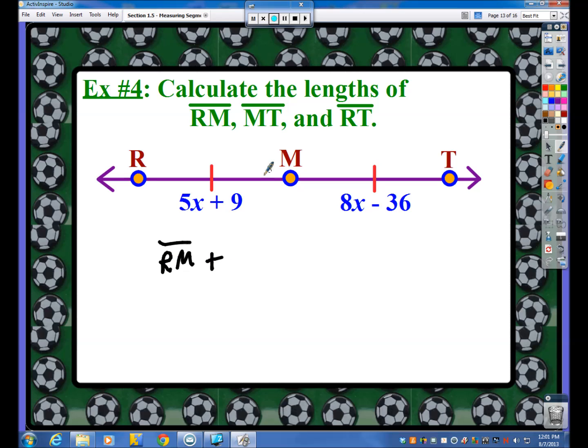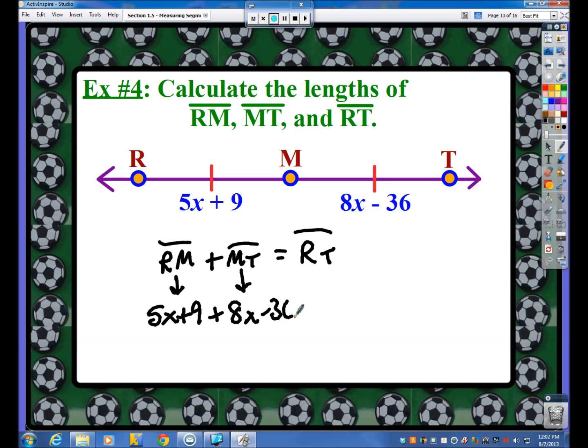You might go, all right, RM, yep, plus MT is going to equal the whole thing RT. Yep, this is looking good. RM, that is 5x plus 9. MT, that is 8x minus 36. And RT, well, how long is RT? They didn't tell me up here. And it's not my picture.